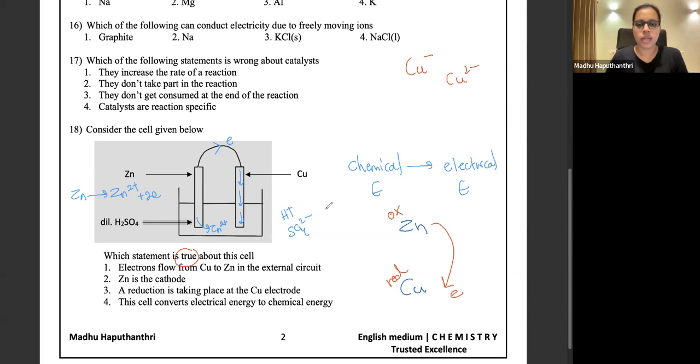Anyway, it is positively charged, so it's suffering from an electron deficiency. Definitely, H plus is taking the electrons. So 2H plus takes electrons and goes to H2. This is the reduction reaction. This is the oxidation reaction.